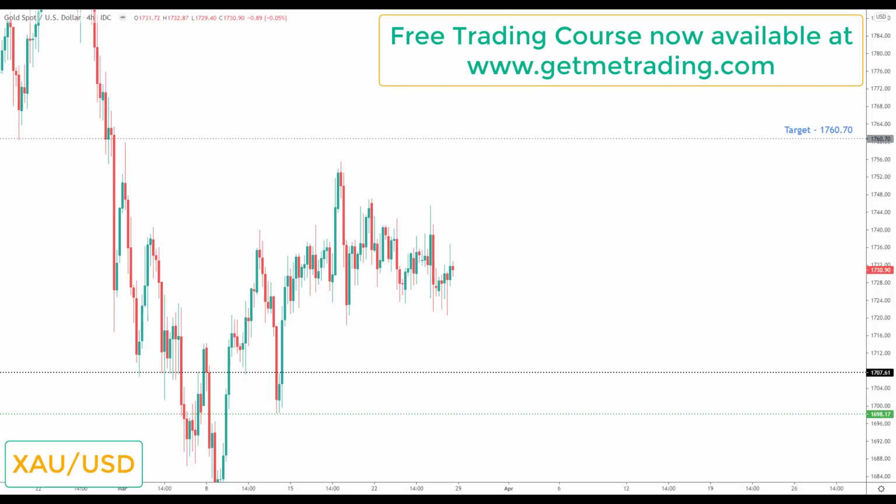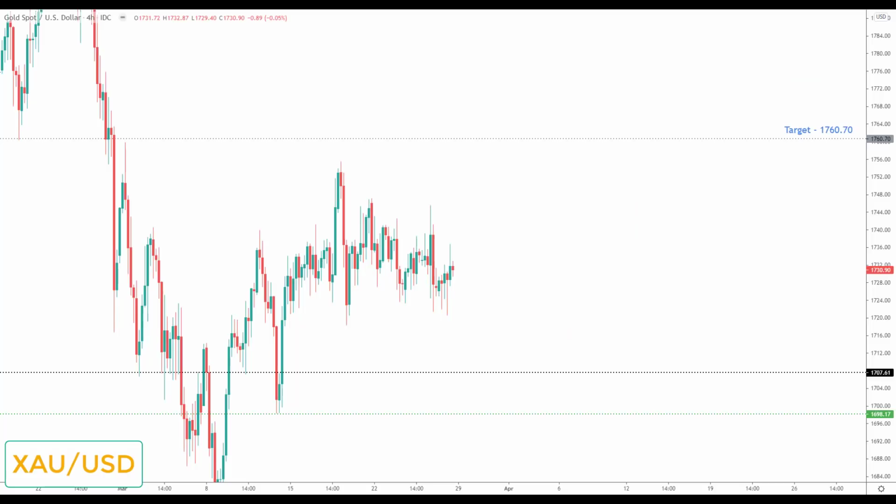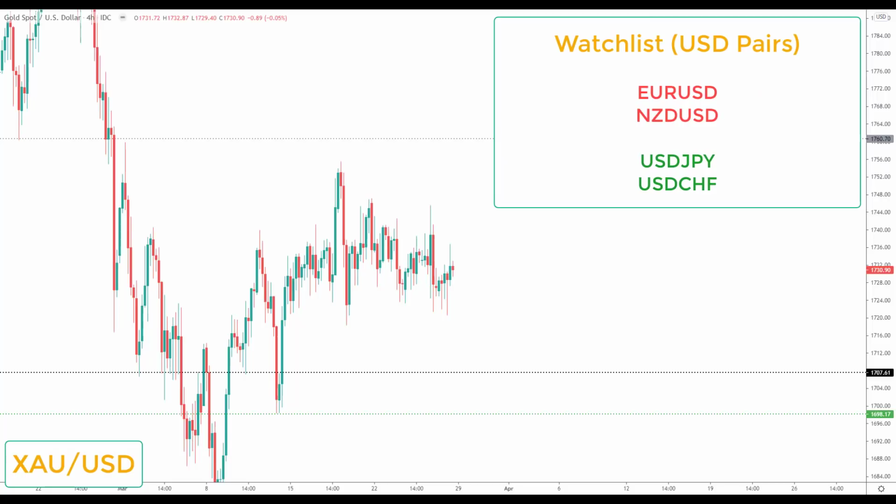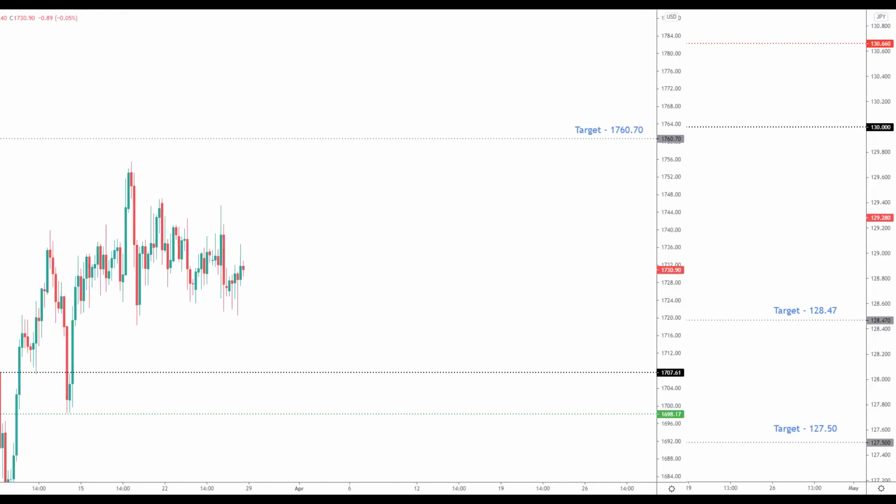So in terms of the dollar pairs, I do like the dollar pairs next week, and I do favor a long bias in the dollar index. The markets that I prefer out of the dollar pairs are Euro dollar and New Zealand dollar to the downside, and US dollar yen and US dollar franc to the upside.